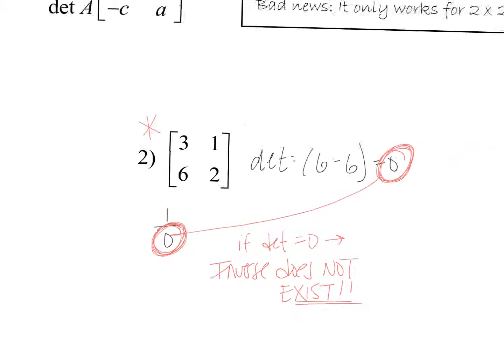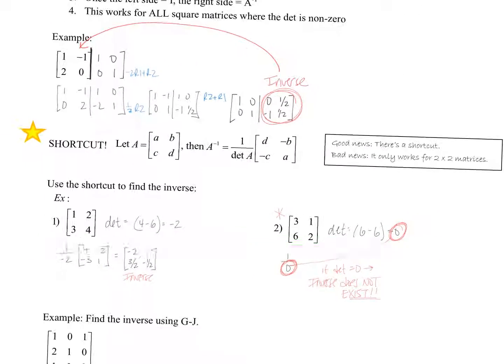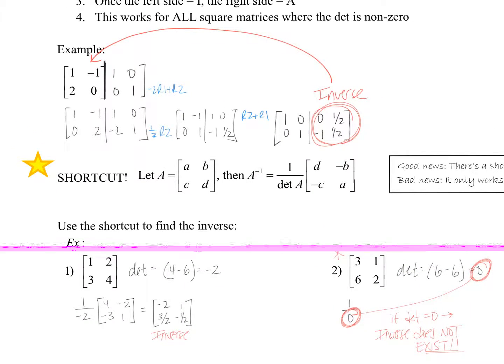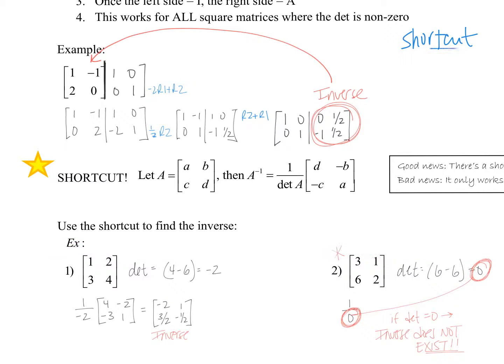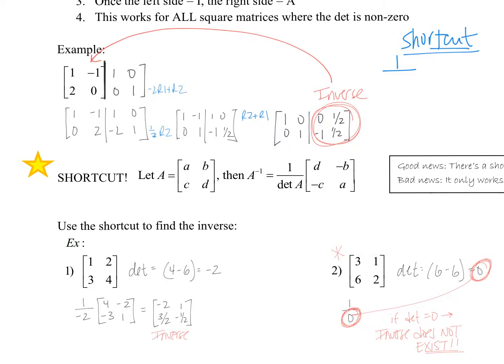Let me just show you the shortcut for this one that we did GJ on. Because keep in mind, we got an answer here. We got an inverse. I'm going to do the shortcut just to make sure that we got the right answer when we did our GJ. So I'm using this matrix. I'm going to first do the determinant, and remember, you have to do 1 over the determinant. So the determinant of this matrix is 0 minus negative 2, which is positive 2.